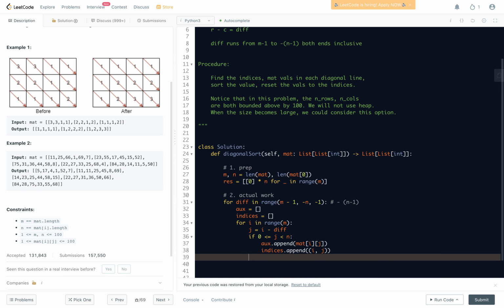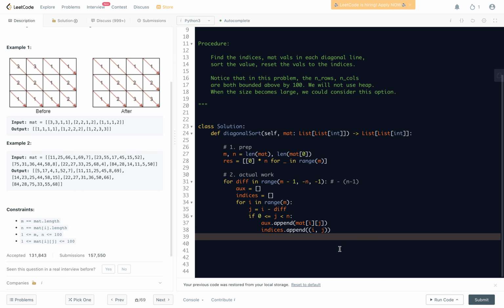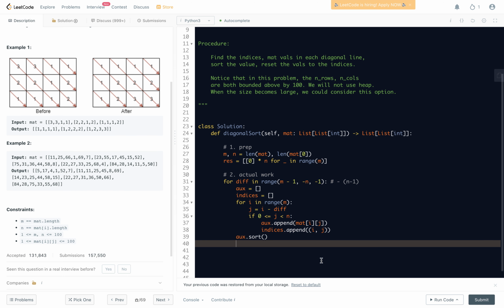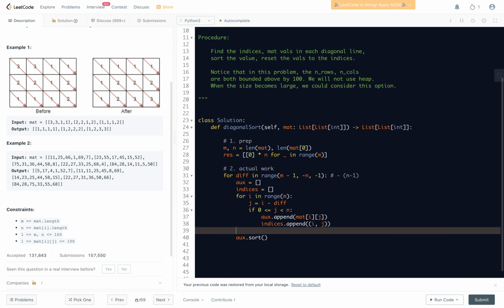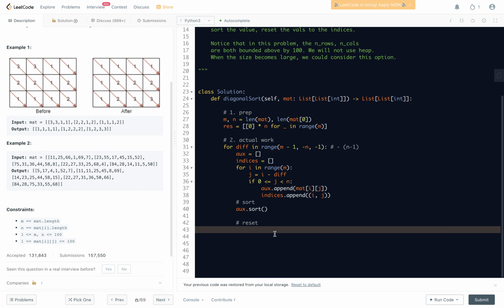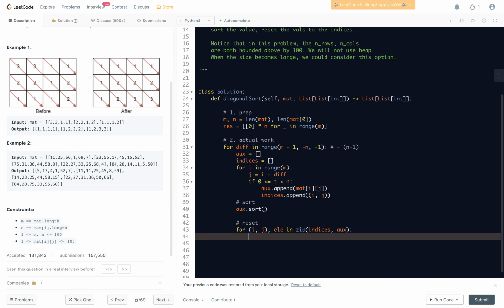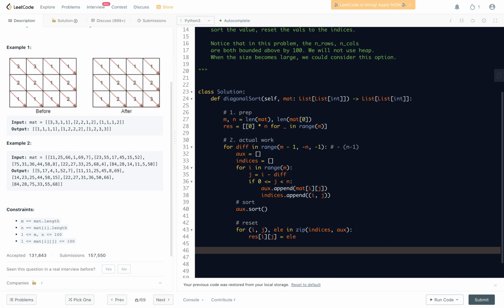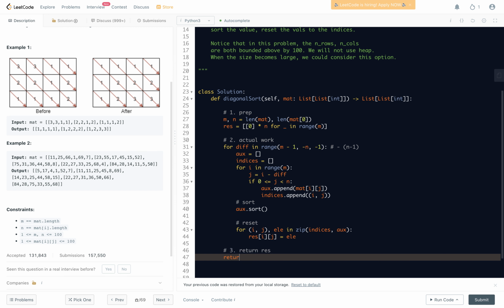After this if block, we're going to sort the values, and then we do the reset. So this part, as the code itself says, is to sort the elements in the diagonal line, and next is reset. For this, it's actually very easy. For the index i, j and the element in zip of indices and aux, we reset the i, j element to be the element value, right? Once this is done, we finish the work of retrieval, sort and reset. Next, we are going to return the result.